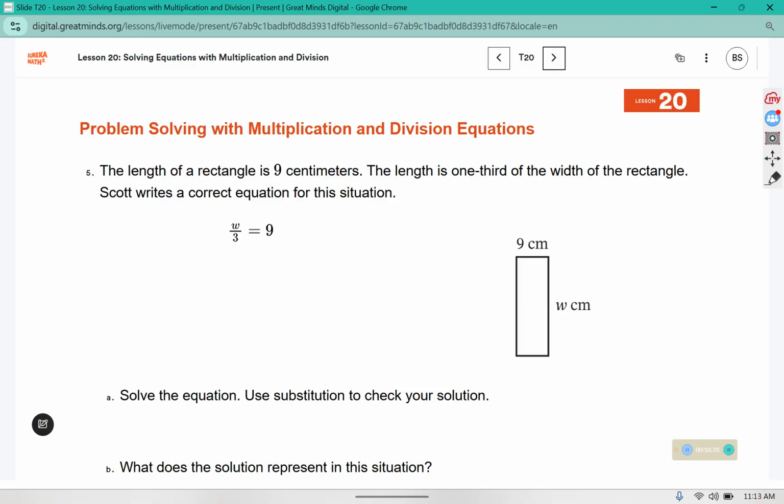Problem 5. The length of a rectangle is 9 centimeters. The length is 1/3 of the width of the rectangle. So you have the width split into thirds. Scott writes a correct equation for this situation. Solve the equation and use substitution to check.